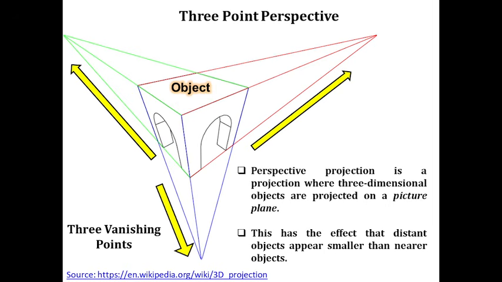Because all three sets of edges converge, the object appears more natural and closely resembles the way we see tall buildings or large structures when we look upward or downward. Three-point perspective is commonly used in architectural drawings, cityscape illustrations, and computer graphics where a highly realistic appearance is required. Compared with one-point and two-point perspective, this method gives the strongest impression of depth and height. Next slide.